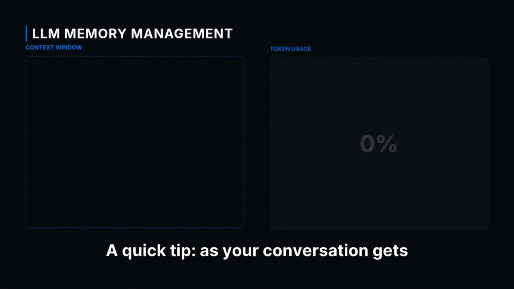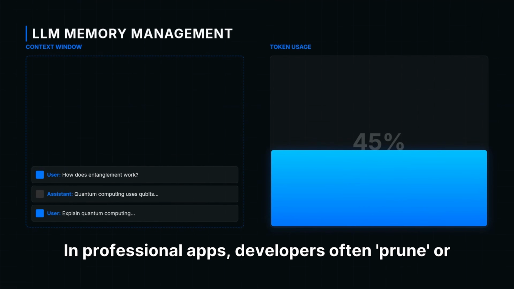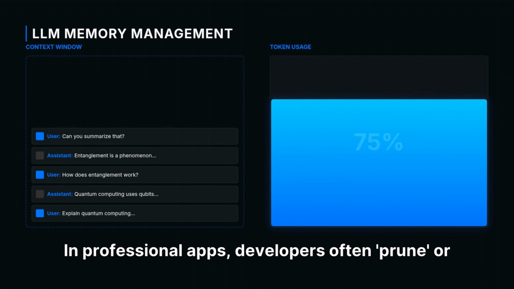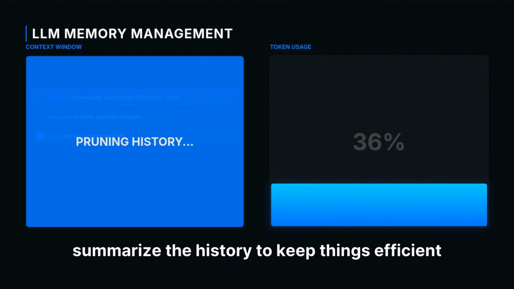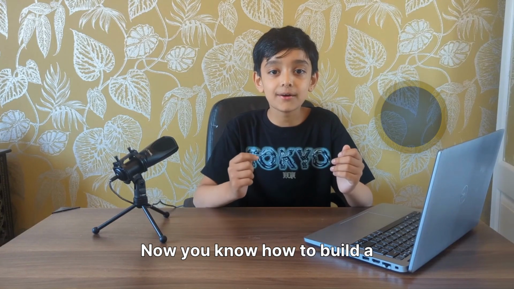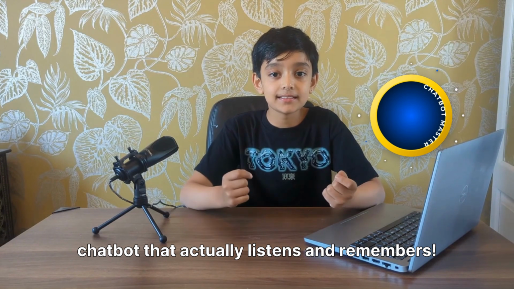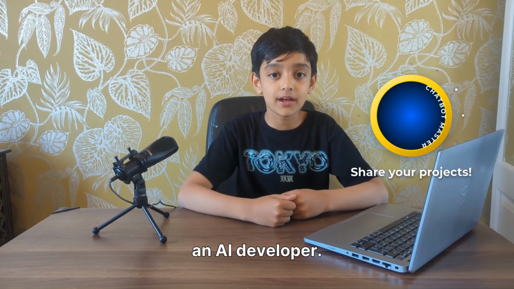A quick tip. As your conversation gets longer, it uses more tokens. In professional apps, developers often prune or summarize the history to keep things efficient and stay within the model's context window. Now you know how to build a chatbot that actually listens and remembers. You're well on your way to becoming an AI developer.